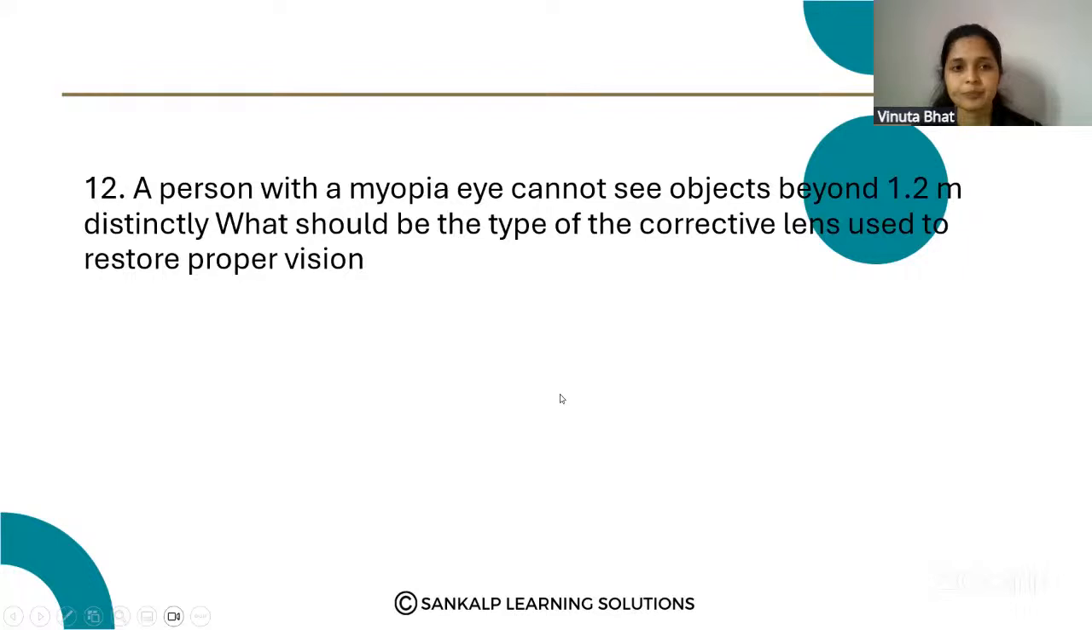Next question. A person with myopic eye cannot see objects beyond 1.2 meter distinctly. What should be the type of corrective lens used to restore the proper vision? Here, he is not able to see the objects beyond 1.2 meter. So what type of lens should be used for the correction here?